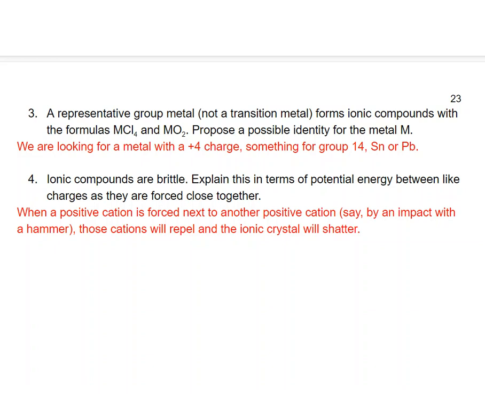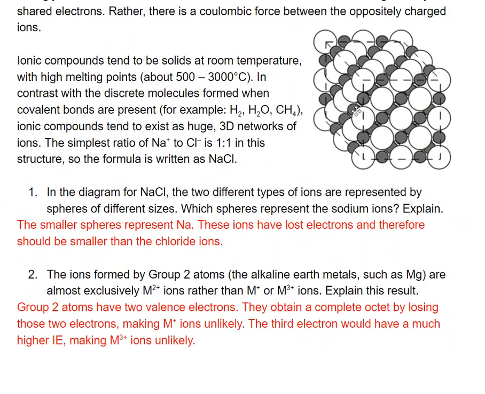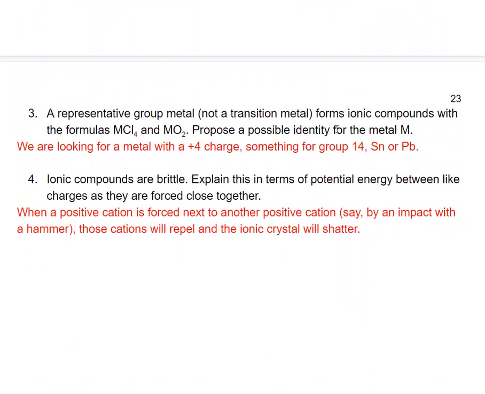Ionic compounds are brittle. Why is this in terms of like charges? So if you have an ionic compound and you hit this ionic crystal, you might force a positive charge next to a positive charge, and those are going to repel each other and it will make the crystal shatter. So they're very brittle because if you hit them with a hammer, those charges can line up and those repulsions occur.